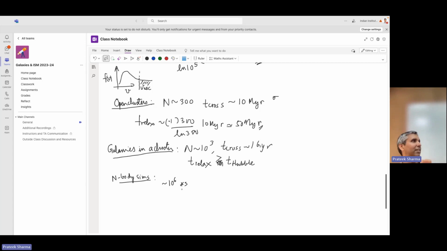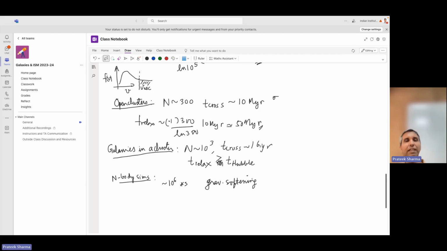You have these discrete things. The larger the n, the less collisional you are. So what did people do? First, you increase n as much as you can, but if you cannot, the other sort of trick that people do is something called gravitational softening.